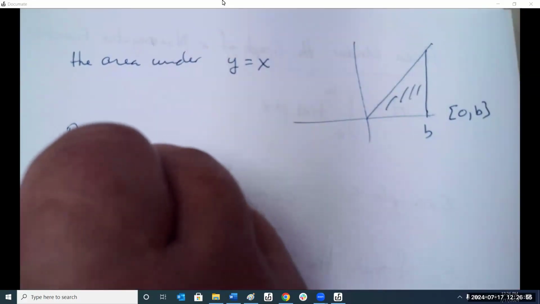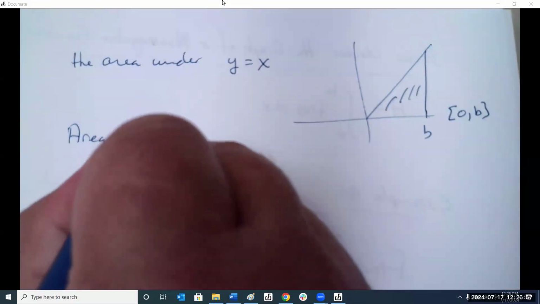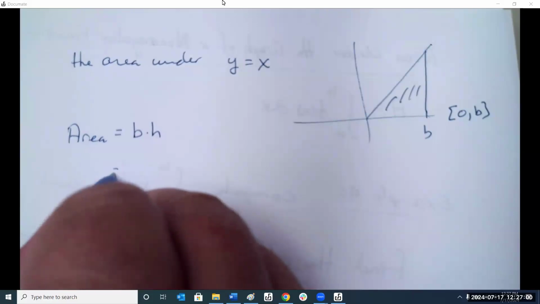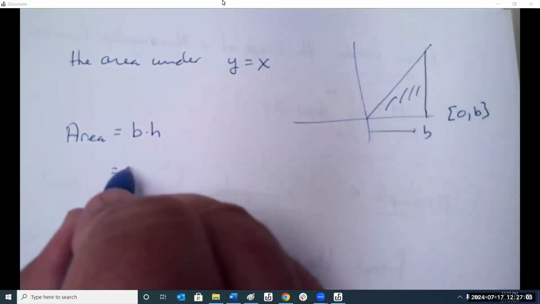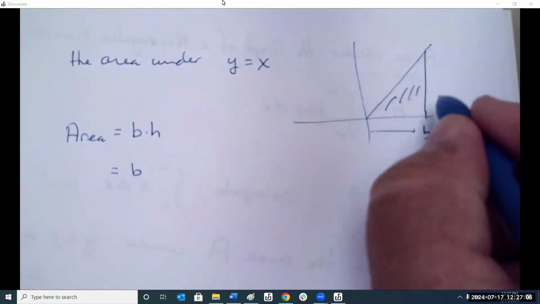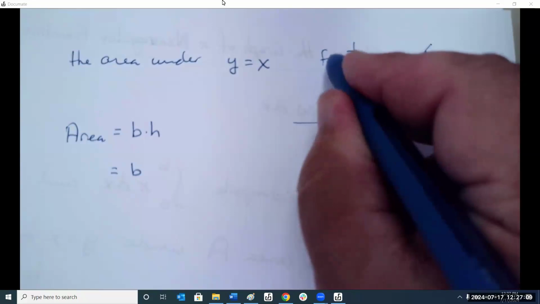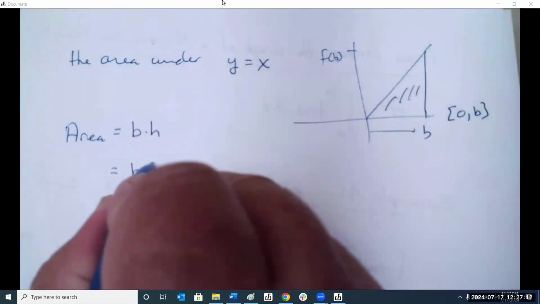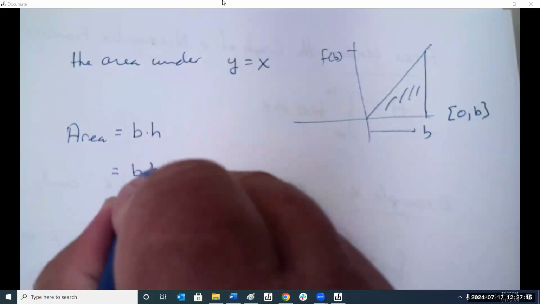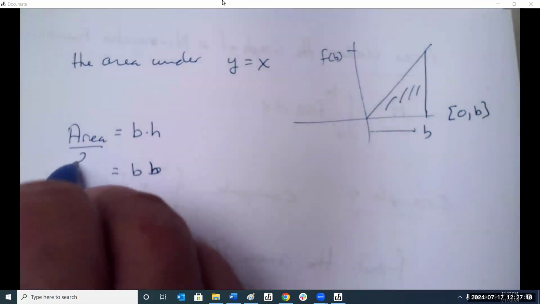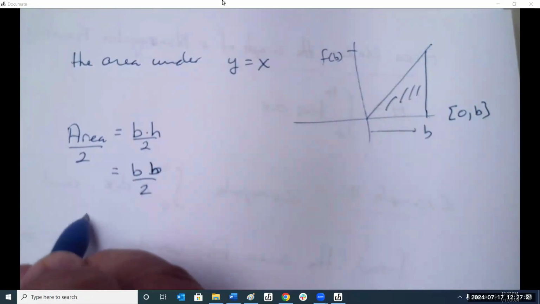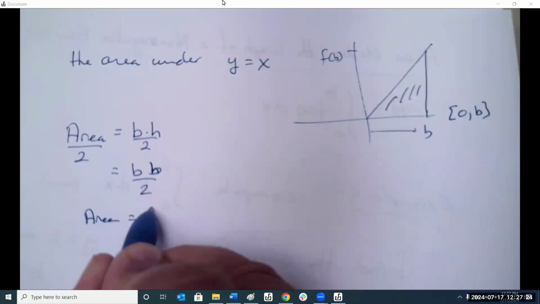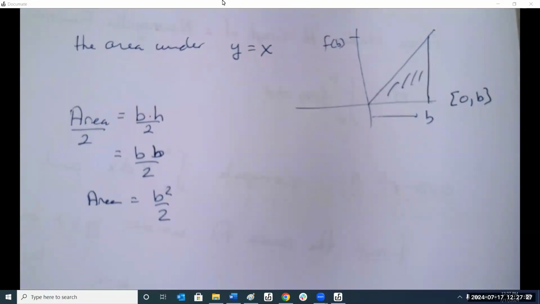So the area of this right triangle is base times height. The base is from 0 to B. The height is B. Since it's a triangle, we divide by 2. So the area is B squared over 2. That's the area. So we can do it algebraically or we can do it geometrically or graphically.